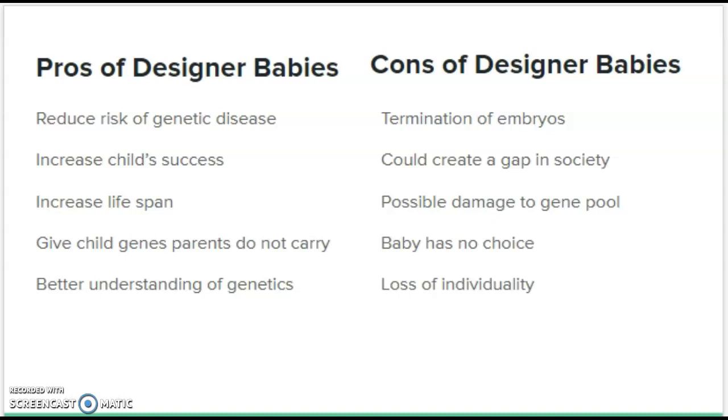The cons of it: normally when they're doing this, they're making lots of embryos, and then they're just selecting the ones that have the gene in it. So they would get rid of the other embryos. There's certainly some moral problems with that. Creating a gap in society, basically, the idea behind that is that you're losing some of your variability in losing some of these bad genes.